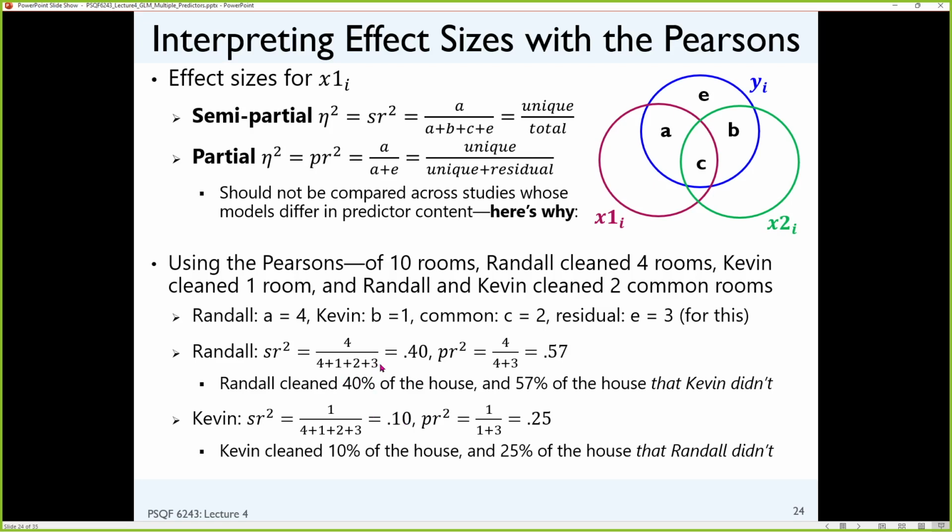It's just that Kate would be lumped in here, the 3 would be spread into what is residual and what is Kate's. But in the partial eta squares, the 3 would be reduced. So then it would be Randall's partial eta square is how much of the house he cleaned that Kate and Kevin didn't. And Kevin's would be the same.